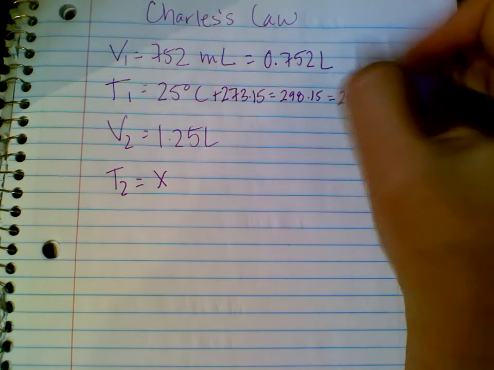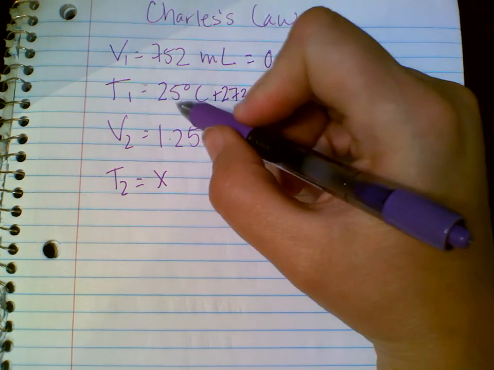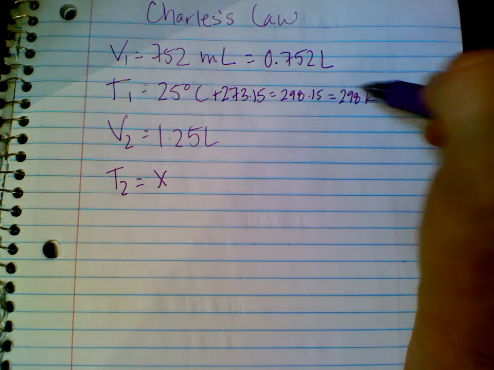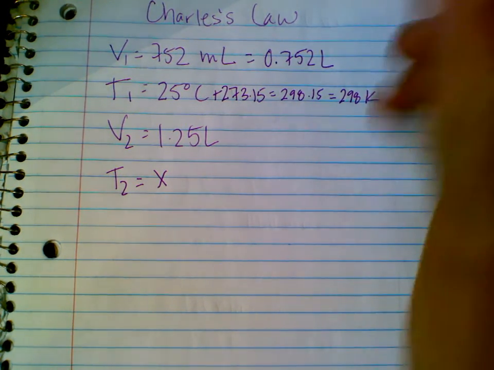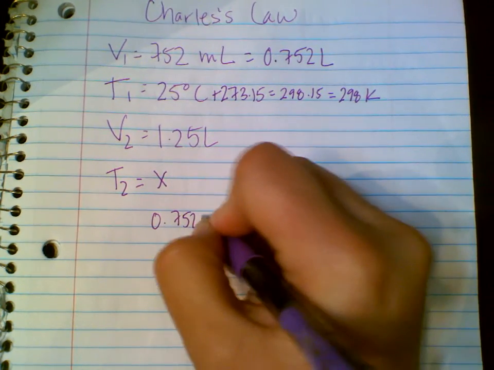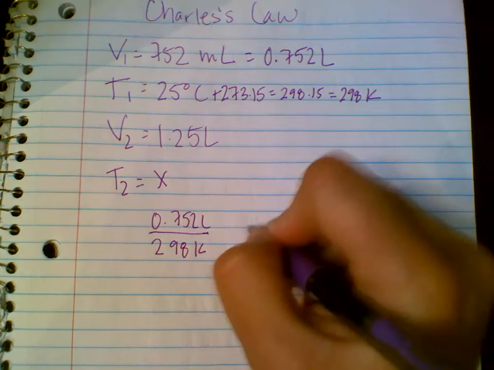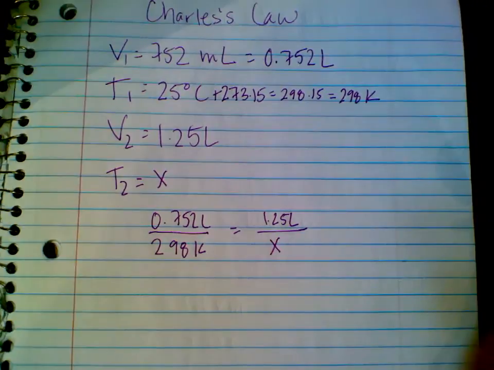So I have 3 sig figs from here, 3 sig figs, 3 sig figs. I can't use the 2 sig figs from the 25 because I added and rounded from there. And so that's going to be my 3 sig figs for my answer. Then I'm going to put this into my formula. So I'm going to have 0.752 liters over 298 Kelvin equals 1.25 liters over X.